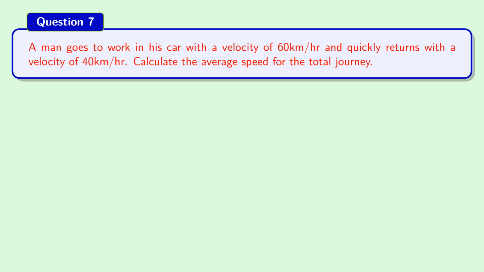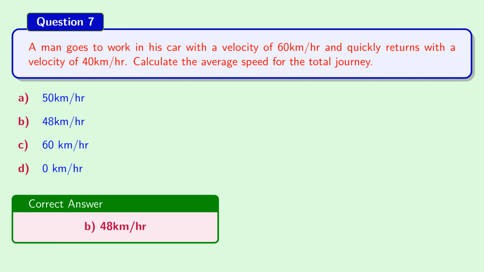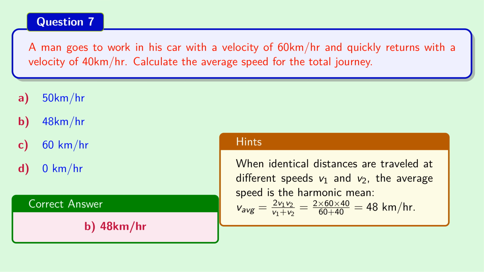Question 7. A man goes to work in his car with a velocity of 60 km per hour and returns with a velocity of 40 km per hour. Calculate the average speed for the total journey. Here your options are displayed as A. 50 km per hour, B. 48 km per hour, C. 60 km per hour, D. 0 km per hour. Correct answer is option B, 48 km per hour. Quick tip for this question.